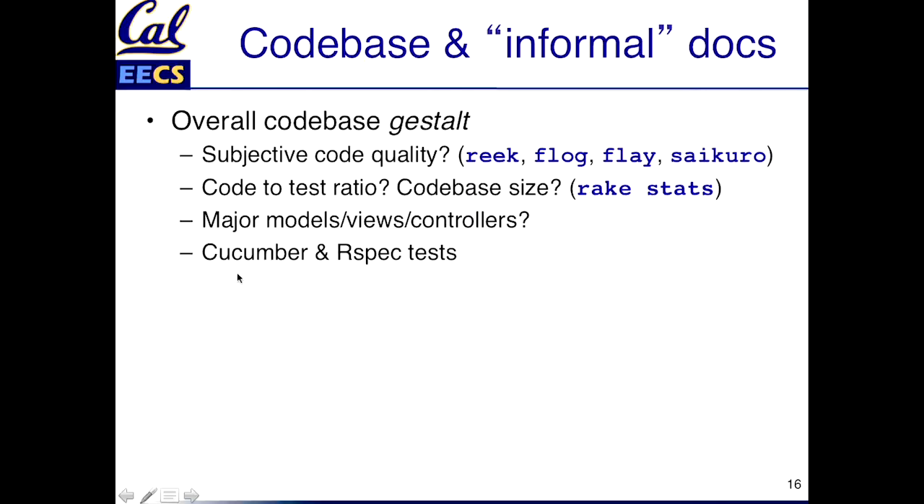Which are the files that have the largest number of lines of code? What's the code to test ratio? The number of lines of test code versus app code. What are the most important models used in controllers, right? You can tell not only by which ones have a lot of code in them, but they're also heavily connected when you investigate the relationships. And if you had Cucumber and specs, that would be even better.